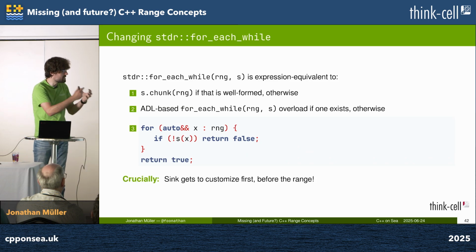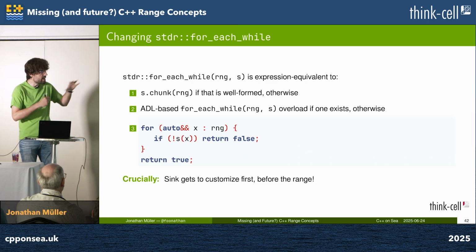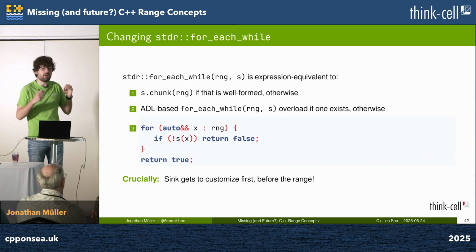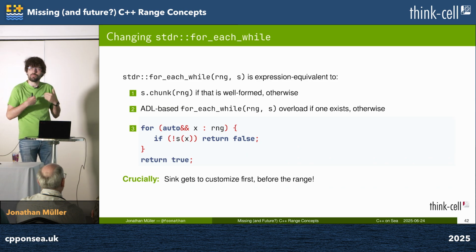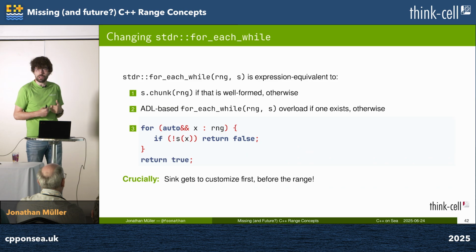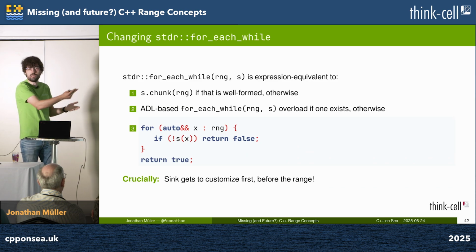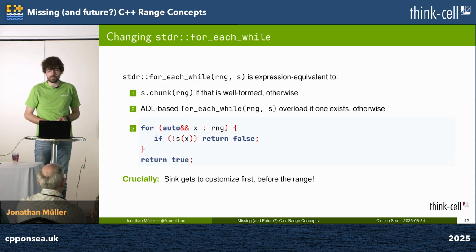And it's crucial that the sink gets to customize first, and then the range. Because maybe the sink knows, oh, this particular kind of range I can actually handle for my particular use case. So the sink knows better, because the sink is the one that actually deals with it. And only then does the range get to pick customization.